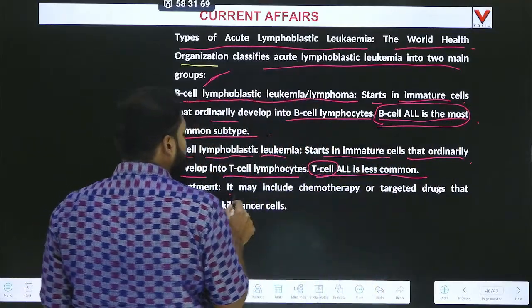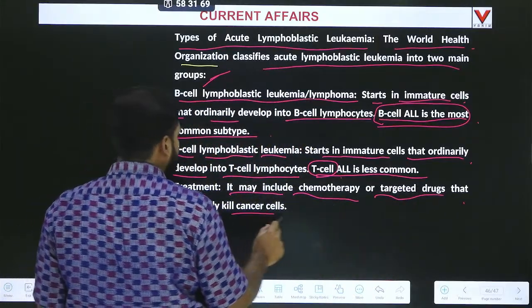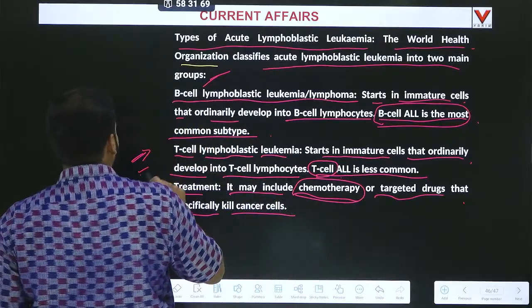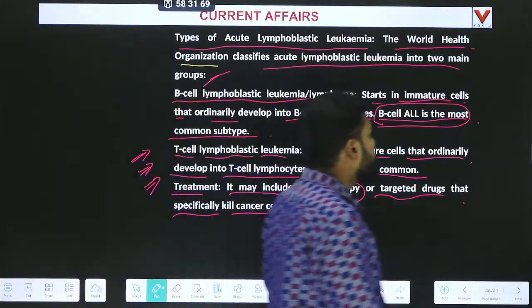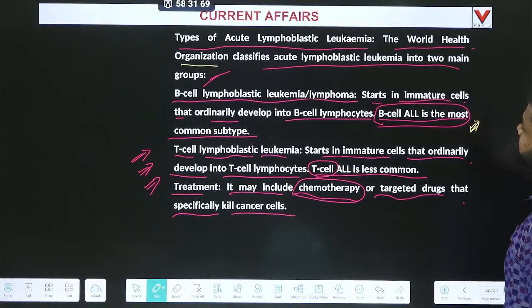Treatment may include chemotherapy or targeted drugs that specifically kill cancer cells. This is a highly dangerous disease. Cancer is a dangerous disease, but lymphocytic leukemia is more so, right? God forbid, may no one develop it.